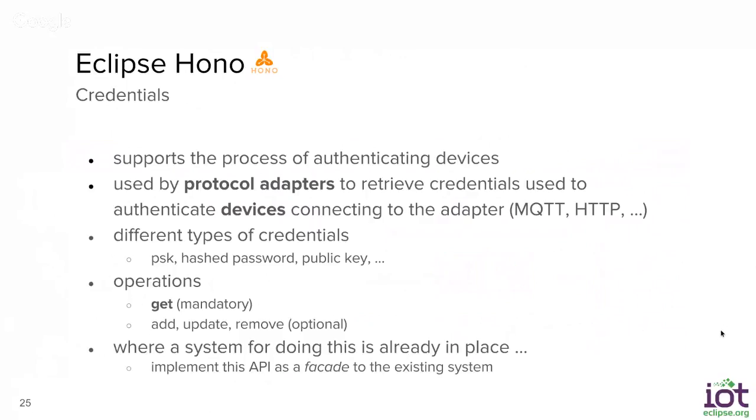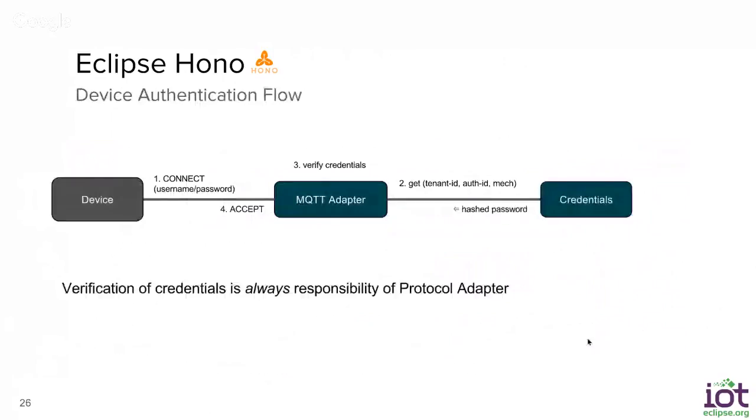Again, there are different operations. The GET operation is the one that is mandatory because that is the one that is used by the protocol adapters. And the others are there for reasons of completeness, so that in our demo implementation of the credential service, you can actually interact with the system in order to register the credentials as Paolo showed. However, if you already have a system in place that does this, again, you can just implement a lightweight facade on top of that for the GET operation.